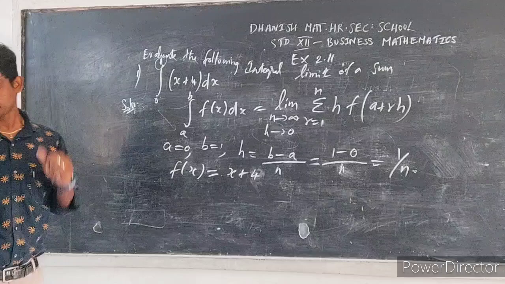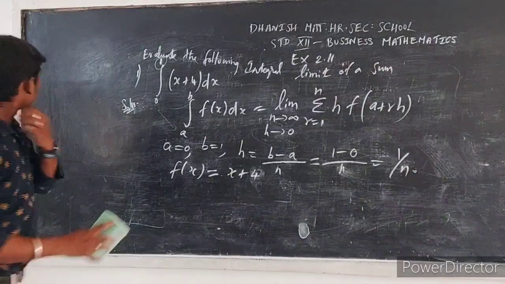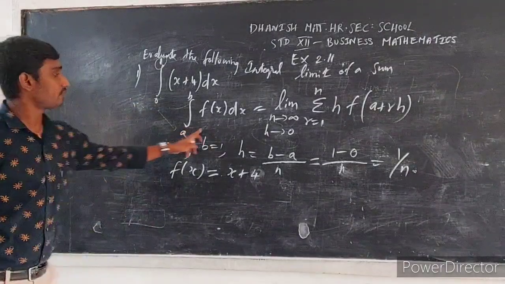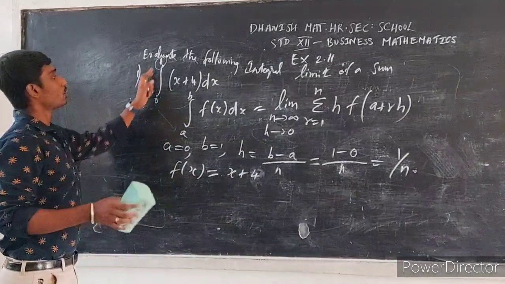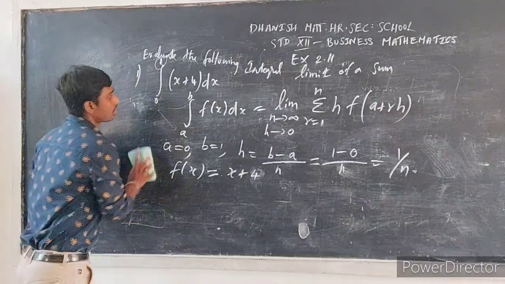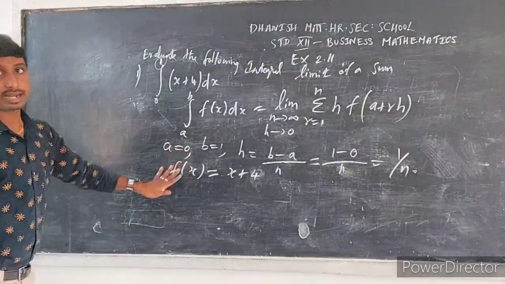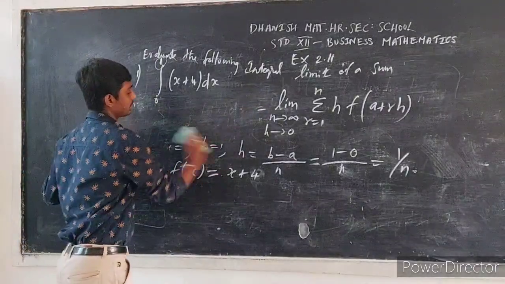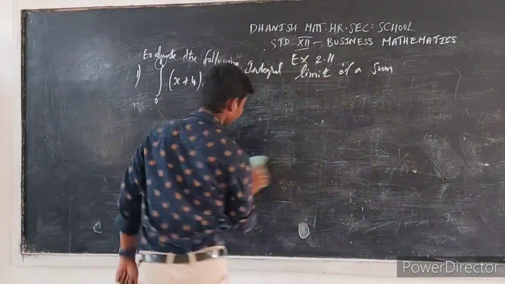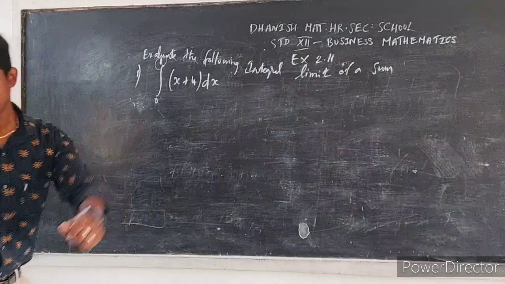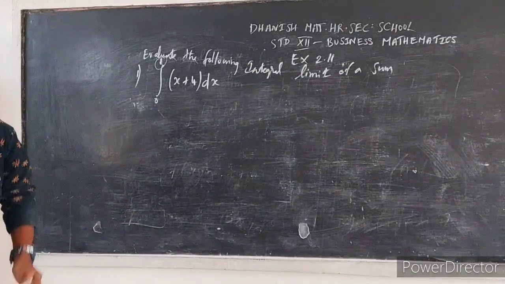Let's find out these functions. What is the function here? There will be the integration from 0 to 1 of x plus 4. So here we are finding out the given data. So let's apply these into the sum. You see how to apply these values into the given sum. What is the question here?